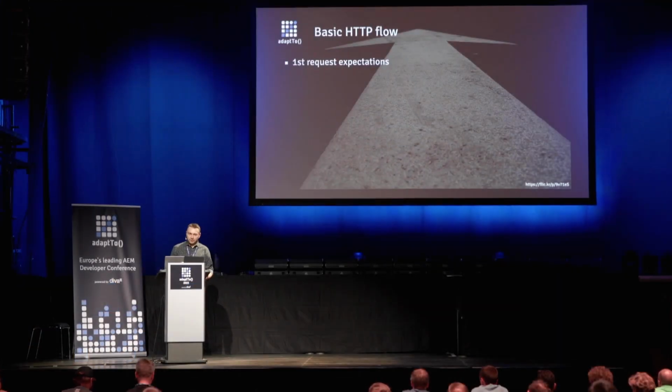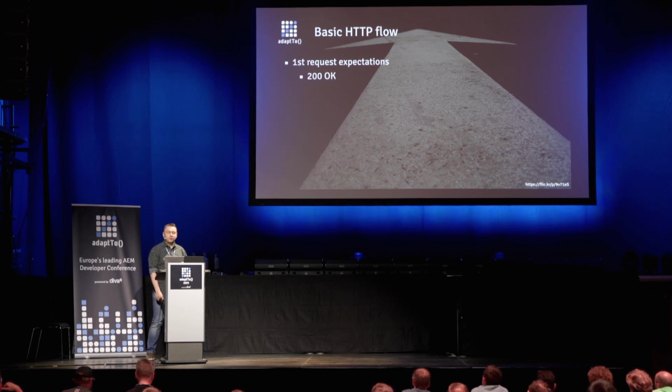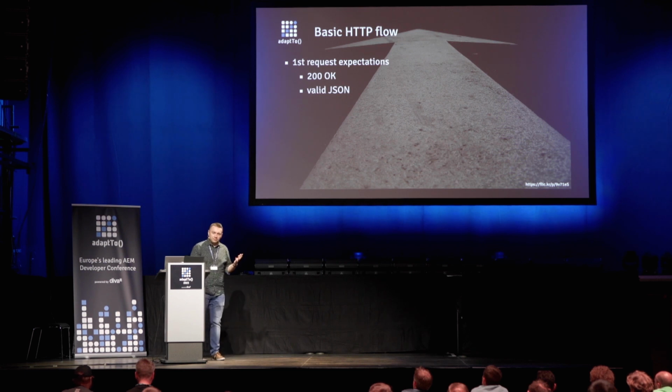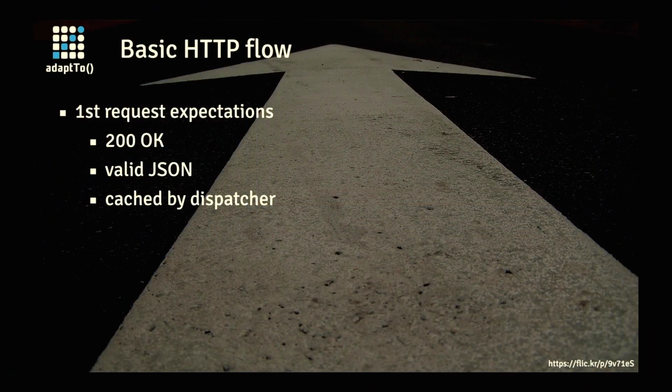All right, so let's try to build something with that tool set. We're going to start simple. Let's say that we're going to request a first JSON. Let's say that was the entry point that I presented earlier. So you send a request, you expect 200. You expect that you're going to get a valid JSON. And it's supposed to be cached by dispatcher as well.